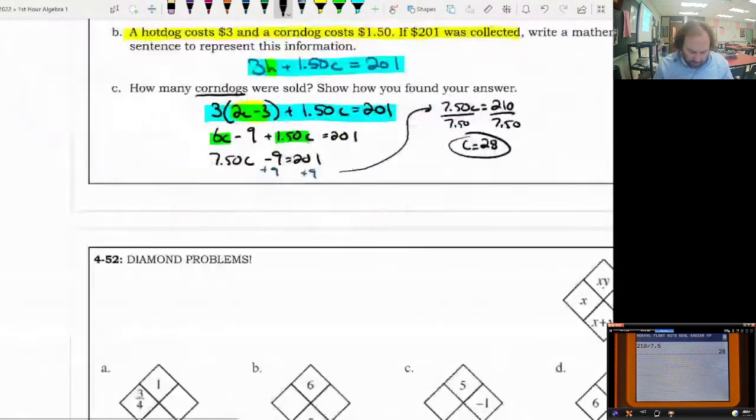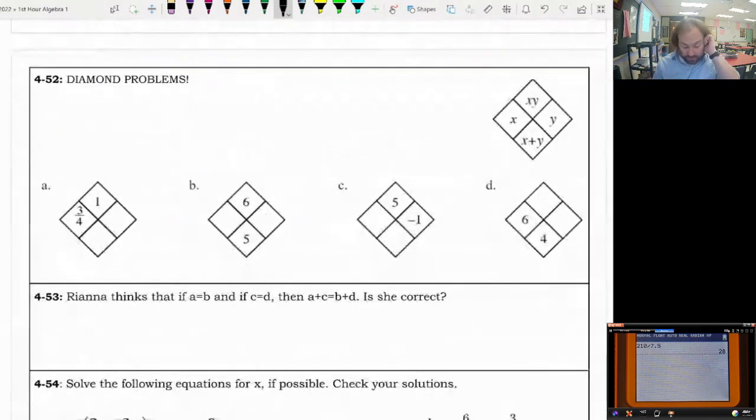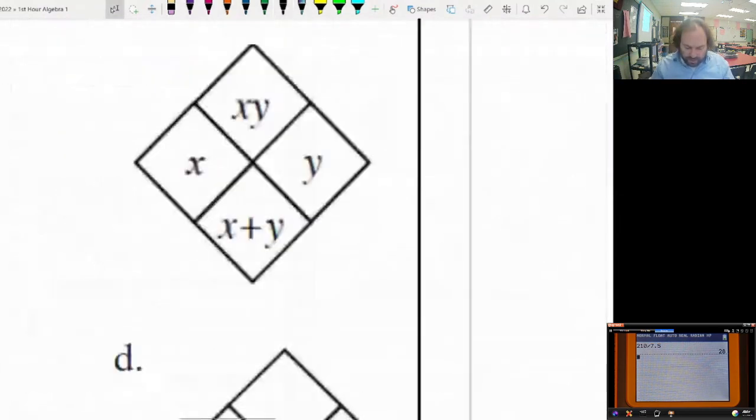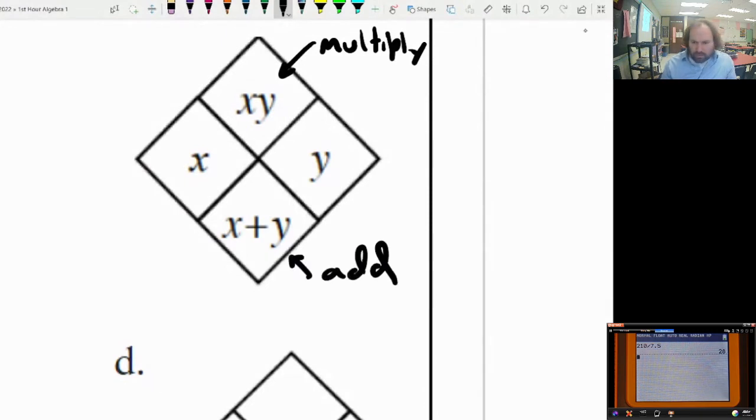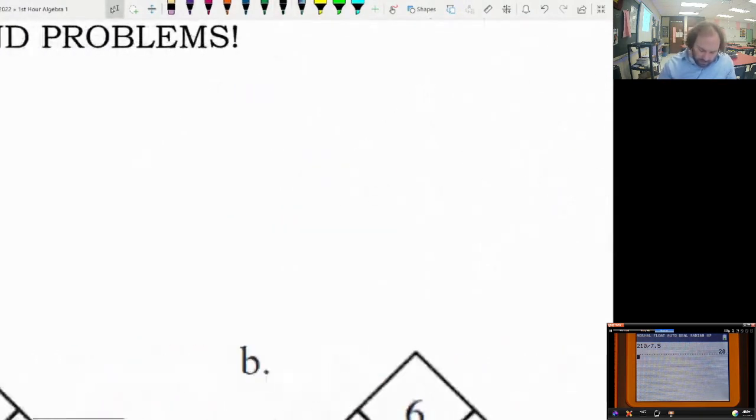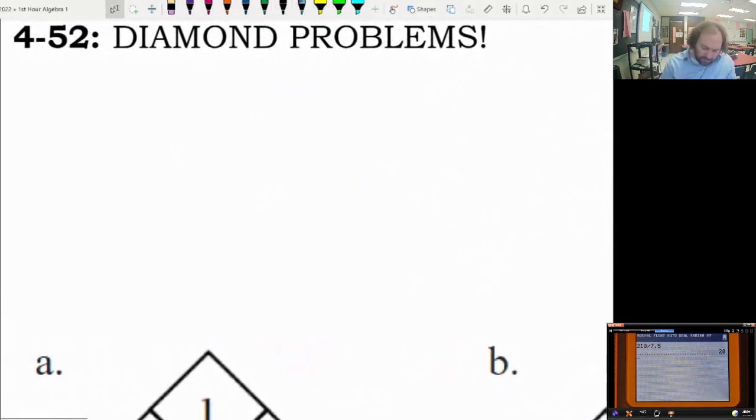End of problem. We got some diamond problems on the next page, 452. Your key is right here. Don't forget, you multiply the two numbers together to get the top, and you add them to get the bottom. It doesn't really matter which one's on top and bottom, honestly. Let's go through it here, step by step. A lot of room to work with in these problems, too.